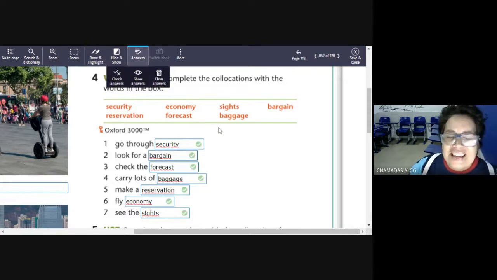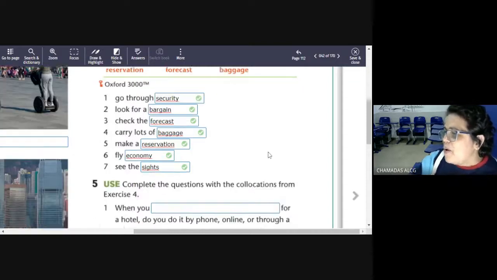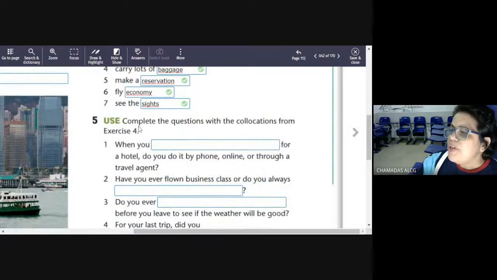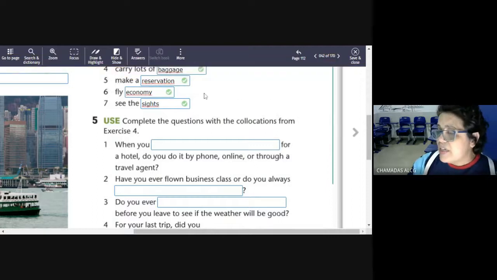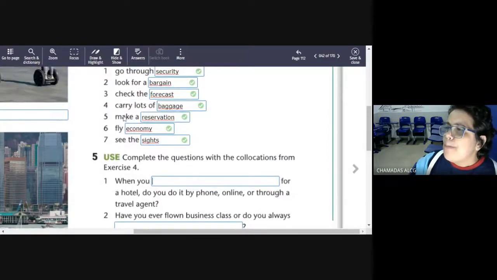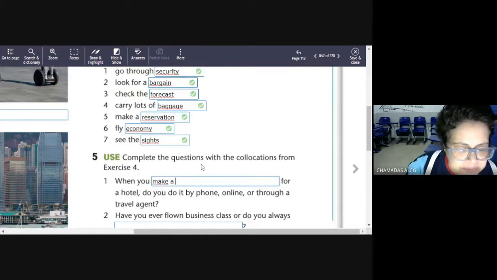All right, everything correct. Okay, guys, so just for us to finish this page, we are going to complete the questions with the collocations from exercise number 4. So let's do this together, okay, to go faster. When you make a reservation for a hotel, do you do it by phone, online, or through a travel agent? So here, when you make a reservation, okay?